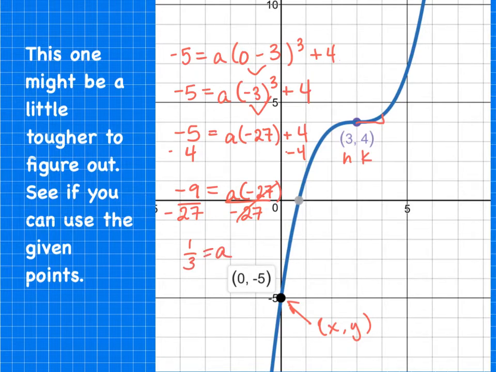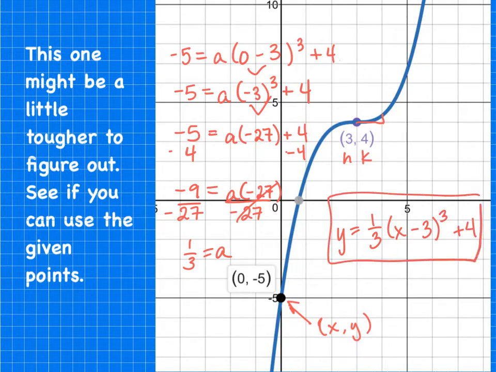And that equals a. And if you look back at our graph, you can kind of see that right there is 1/3 of the way up. But since we're looking at a graph and sometimes that's just harder to do, we can't always figure that out without doing the algebra. So our full equation, y equals 1/3 times x minus 3 cubed plus 4. And that's our exact equation for this graph.